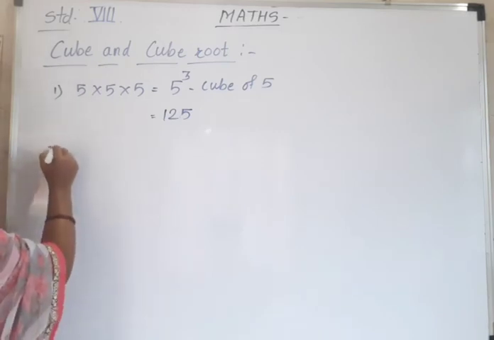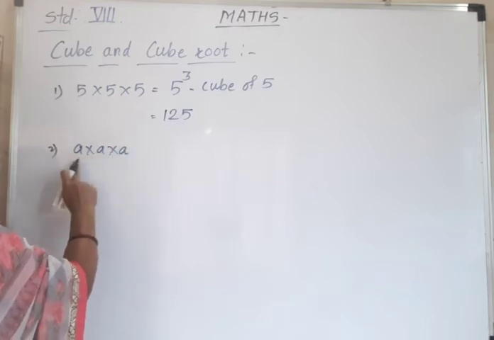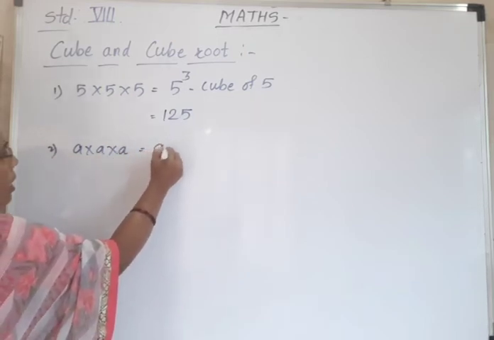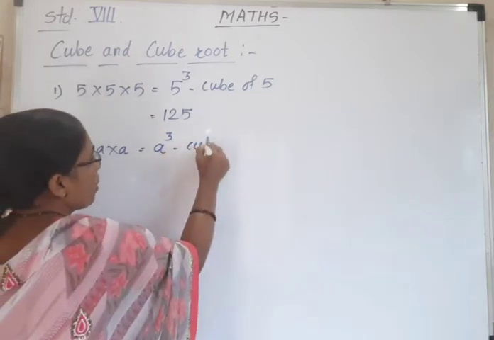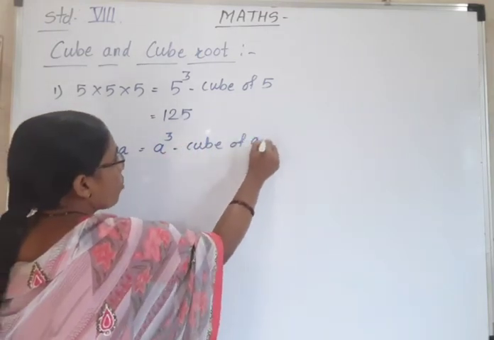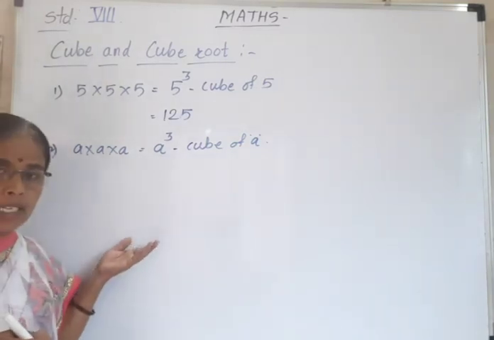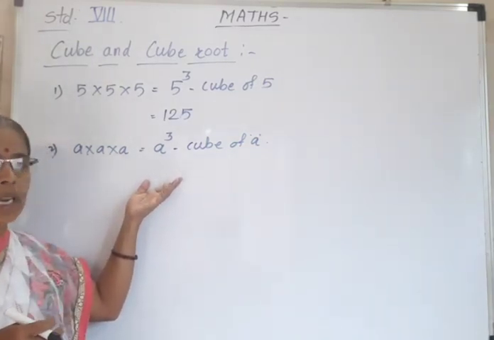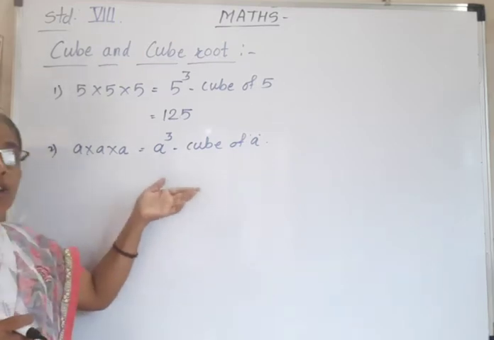Similarly, if any number, suppose a into a into a, it is 3 times, so a raised to 3 or cube of a. So from this we understand that when any number is multiplied by itself 3 times, that is the cube of that number. Then how do we find the cube root of that number?